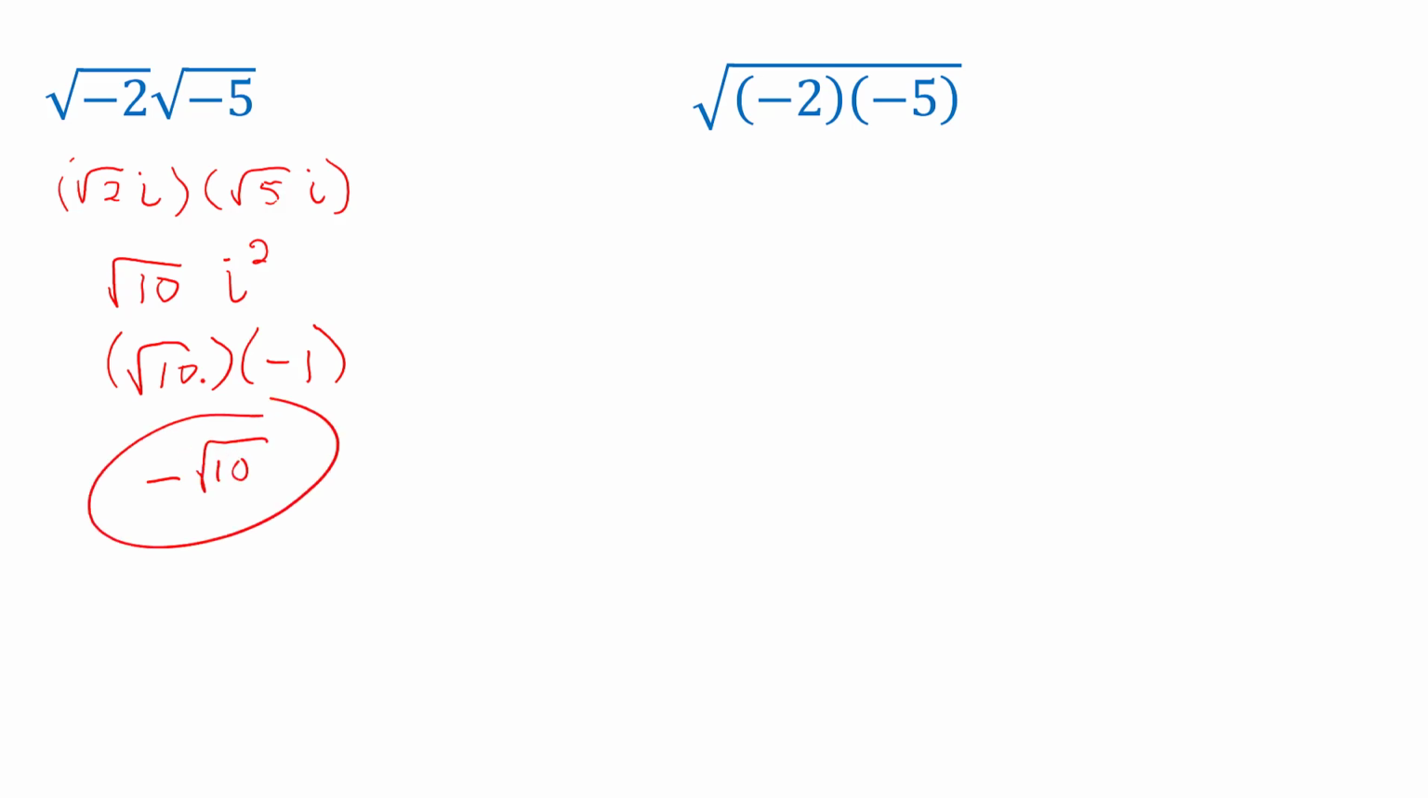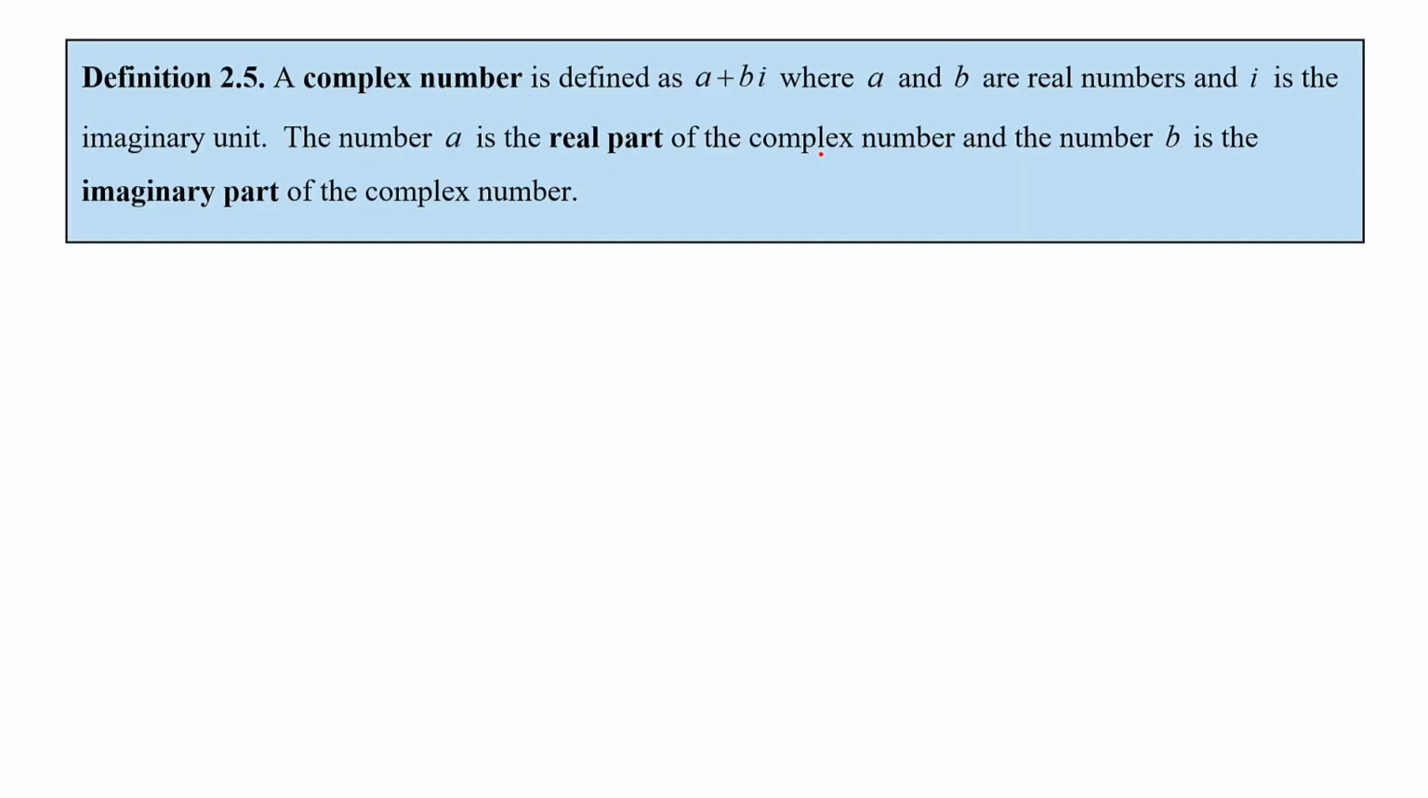What about the square root of negative 2 times negative 5? Since both of these numbers are under the square root sign, we can go ahead and work with these to give us the square root of 10. So we can multiply these two negative numbers together as long as they're both underneath the square root sign.